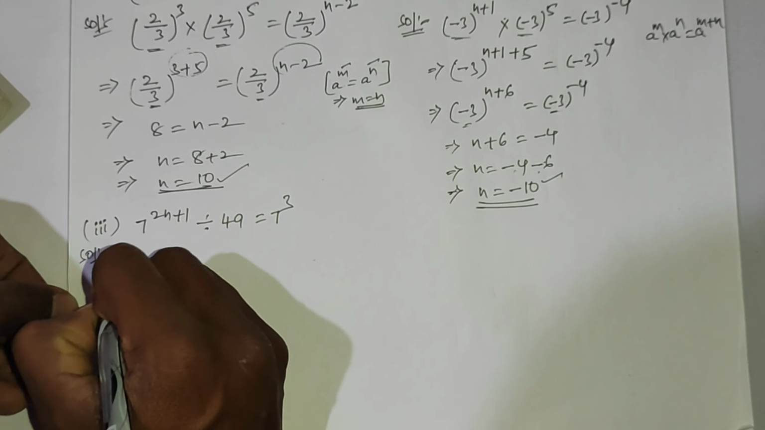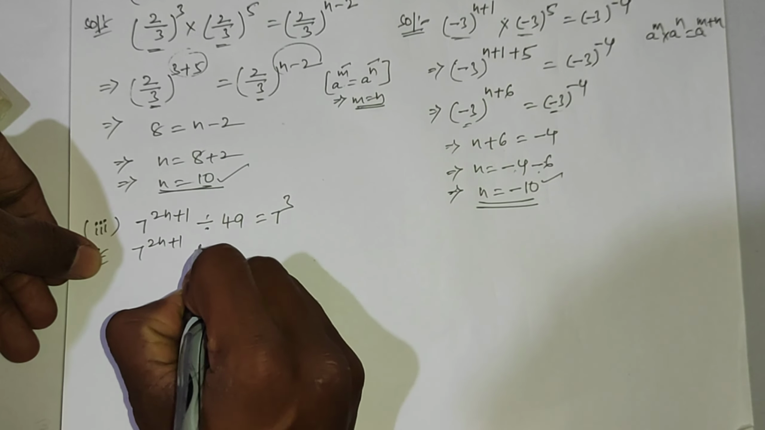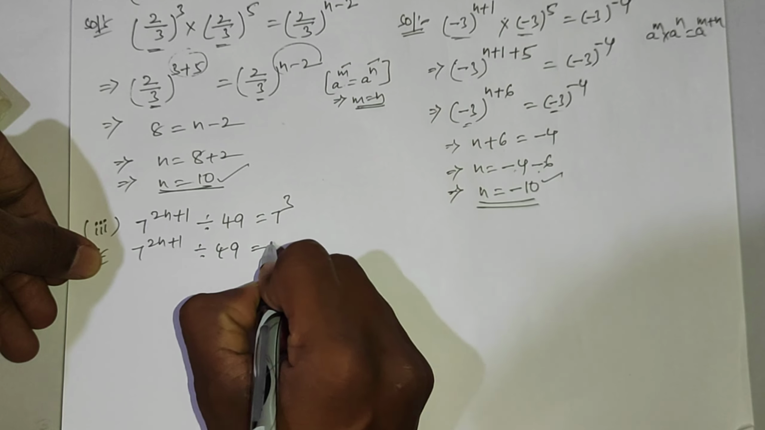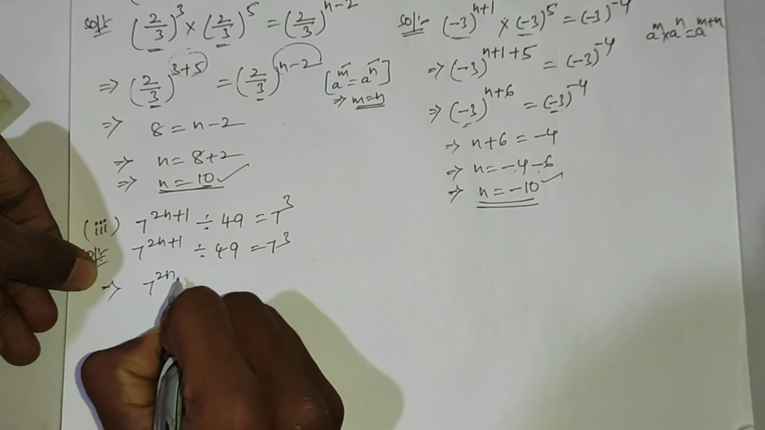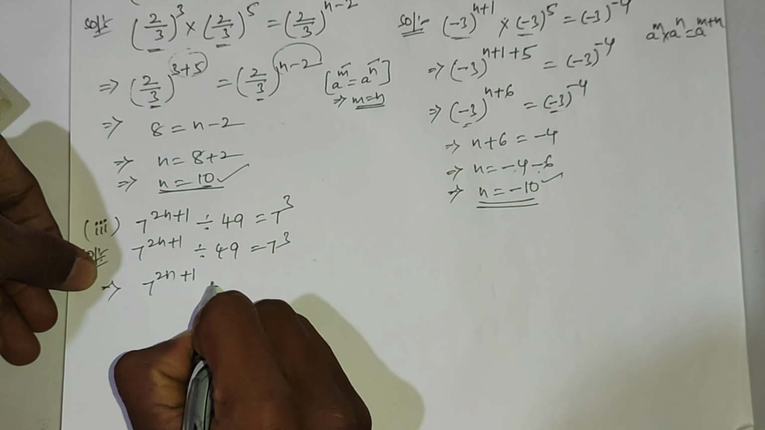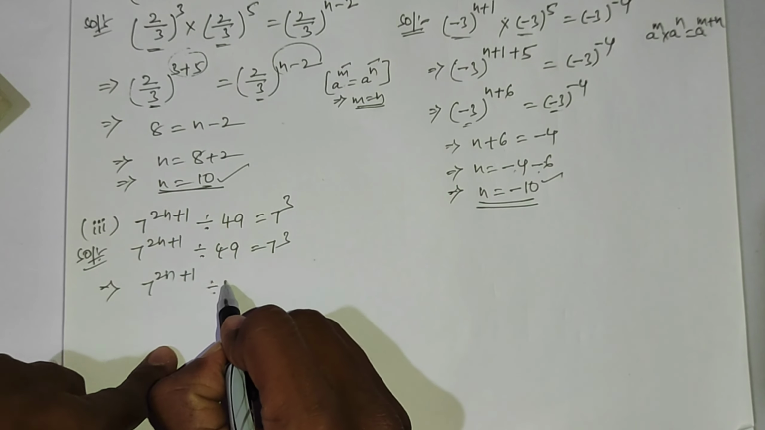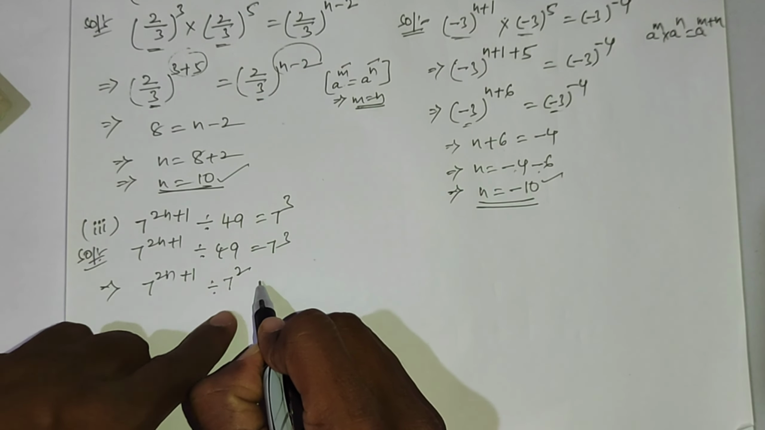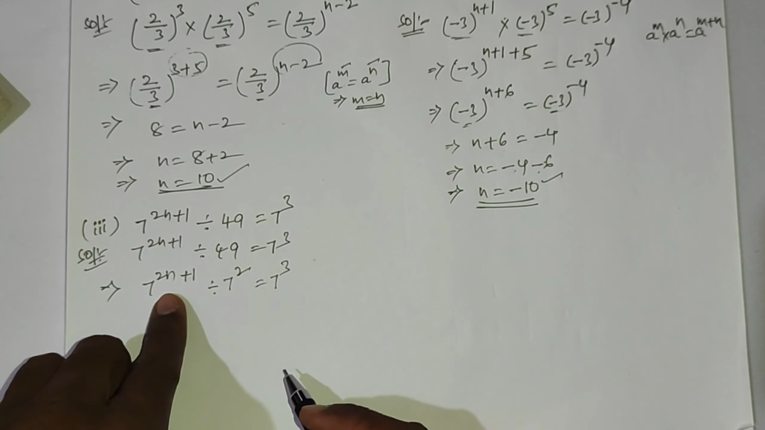First we'll write the given question: 7 power 2n plus 1 divided by 49 is equal to 7 cube. This I am writing as 7 power 2n plus 1 divided by 7 square, right? 7 into 7 is 49. Nothing but 7 square, is equal to 7 to the power of 3. Now we know the identity.